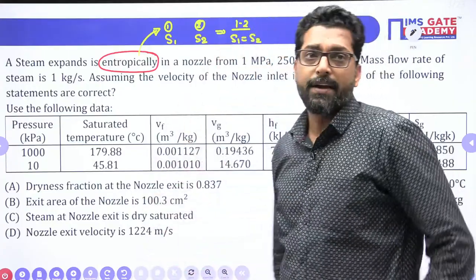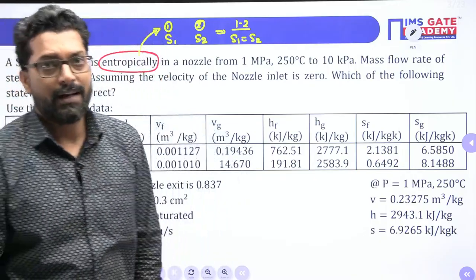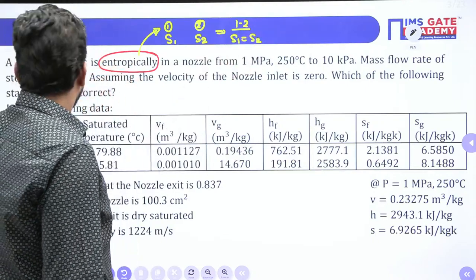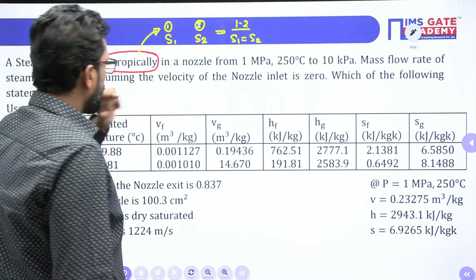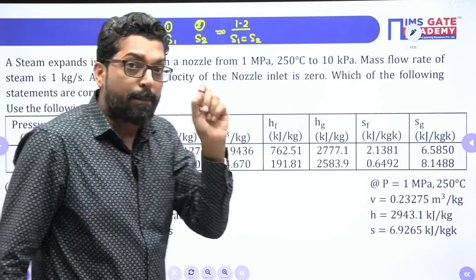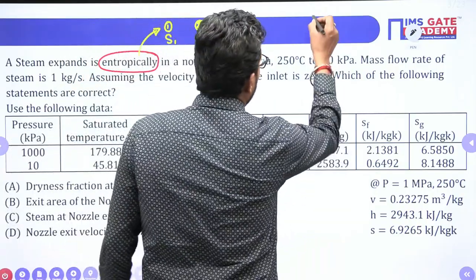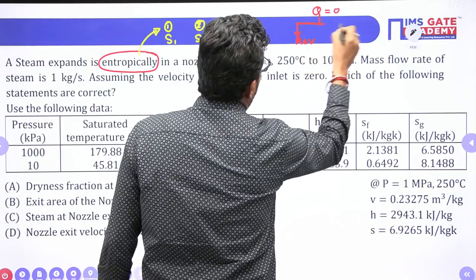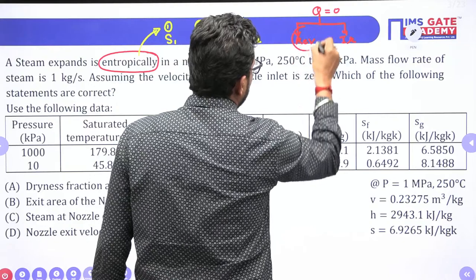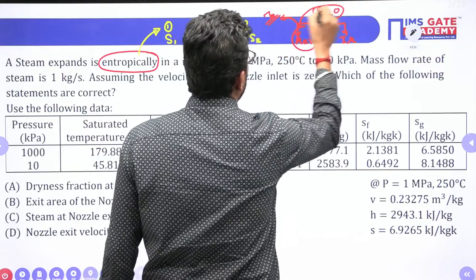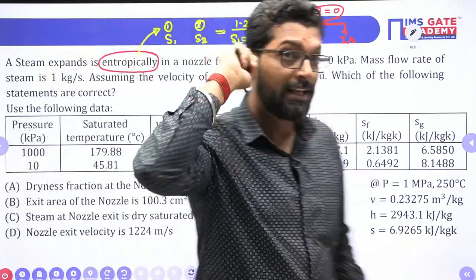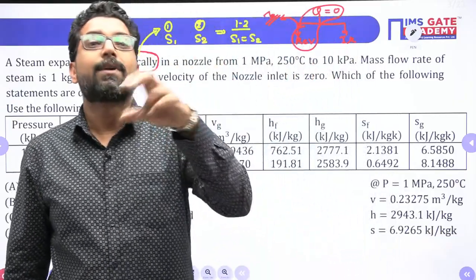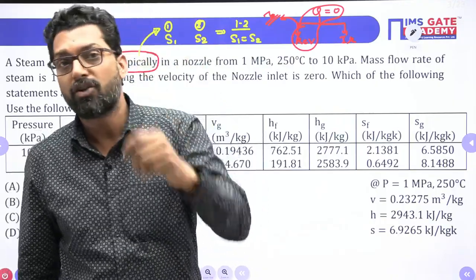if a process is isentropic, it need not be reversible adiabatic, but a reversible adiabatic process must be isentropic. Okay, now steam expands isentropically in the nozzle. Okay beta, adiabatic means heat transfer is zero, and that holds whether reversible or irreversible. If the process is reversible and adiabatic, that is called isentropic. But isentropic does not require that; there may be heat transfer. Why? Because delta S is equal to dQ by T plus S generation.